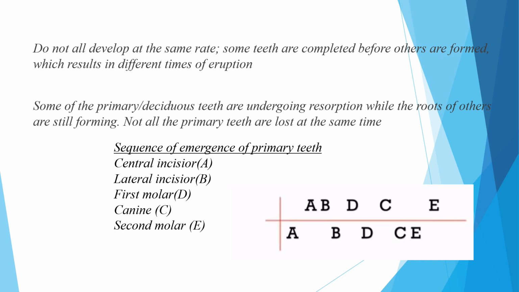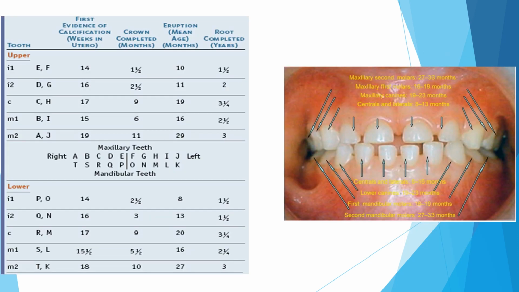So let's see about the sequence of emergence of primary teeth. First, central incisor will erupt, followed by lateral incisor, then first molar, then canine, and then finally second molar. This is the eruption chart which shows the eruption of central incisor of both maxillary and the mandibular arch. Let's see in detail.